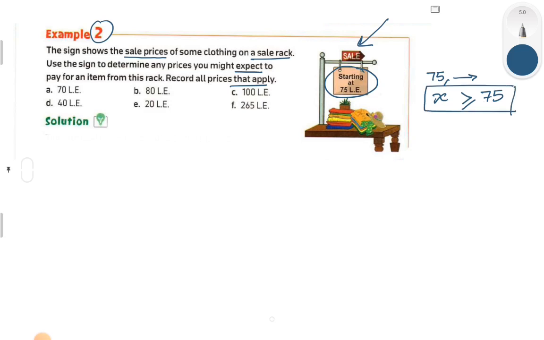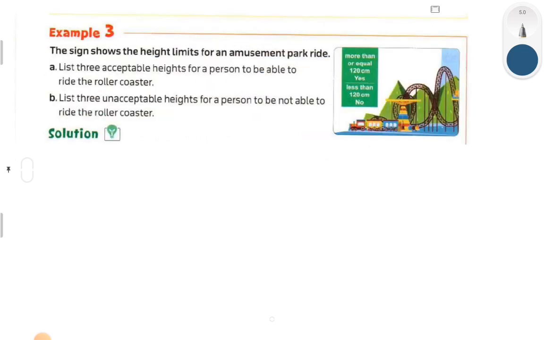Okay, now with me, we have 70. 70 is less than 75, so it's wrong. 80 is greater than 75, it's okay. 100 greater than 75. 40 less than, it's wrong. 20 less than, it's wrong. 265, it's greater than 75, so it's okay. Example number 3.